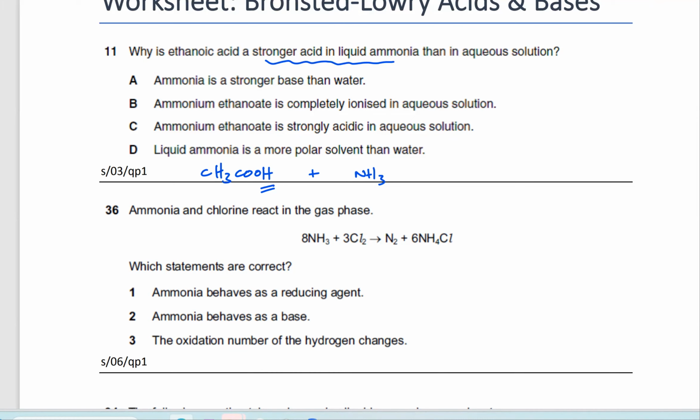Is it D? Firstly, is ammonia... So firstly that's wrong because water is more polar. Because in water, the oxygen is more electronegative. Is that clear? Compared to nitrogen. Yeah, that's true. Okay. So why is ethanoic acid behaving as a stronger acid with ammonia than with water?